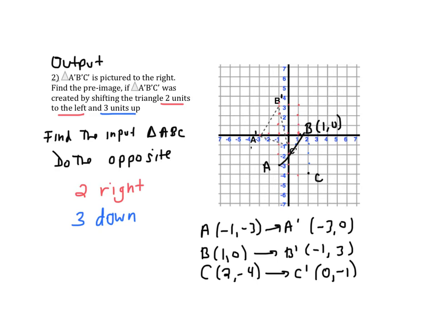Okay, connect your dots to make your triangle. Okay, and again, we should check it by using the rule mentioned in this paragraph right here. Okay, so 2 units to the left, 3 units up. So going backwards from point A, making sure we get to A prime. So 2 units to the left, 1, 2, 3 units up, 1, 2, 3. It checks out.